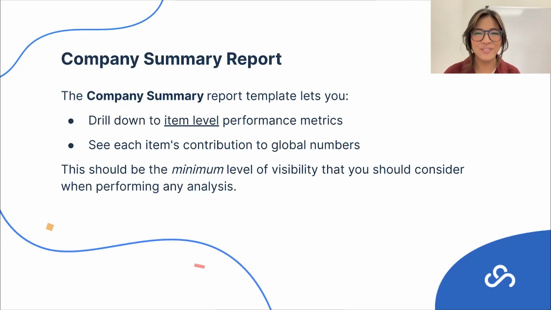Back into talking about the reports. The company summary report template is basically where you can get item level performance metrics, but not at the store level. So I can understand how items 1, 2, 3, 4, 5 are performing and see how they're contributing to my numbers overall. You can see here, we recommend that this is a minimum level of visibility that you should consider.